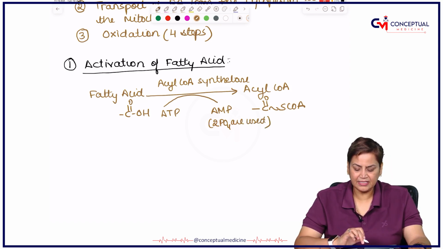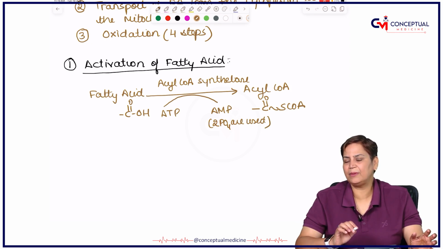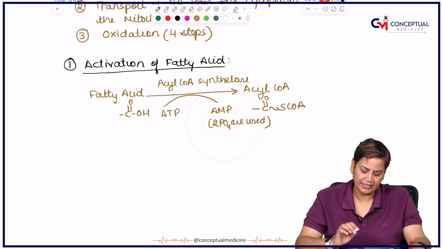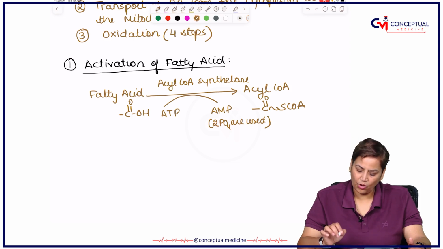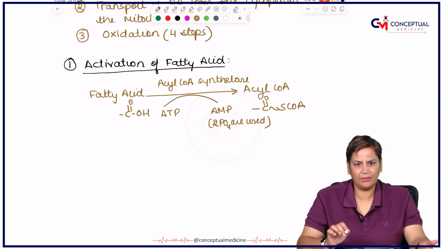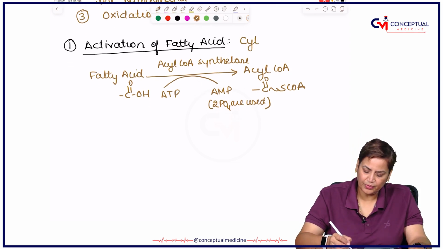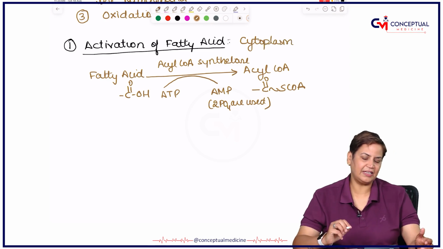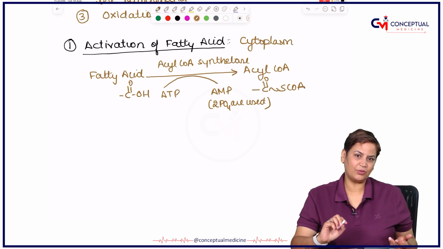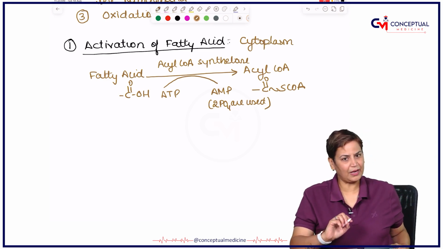So, the polar form of fatty acid is converted into the non-polar form of acyl coenzyme A, in the simplest language. And this reaction is taking place in the cytoplasm. This is very important, because fatty acid synthesis takes place in the cytoplasm, so obviously it has to be in the cytoplasm.